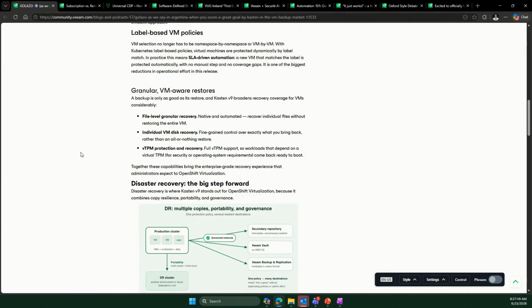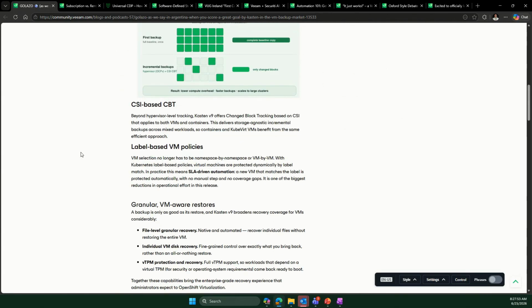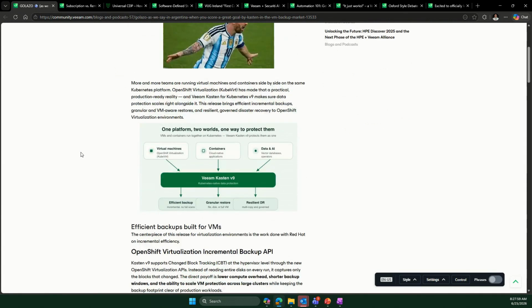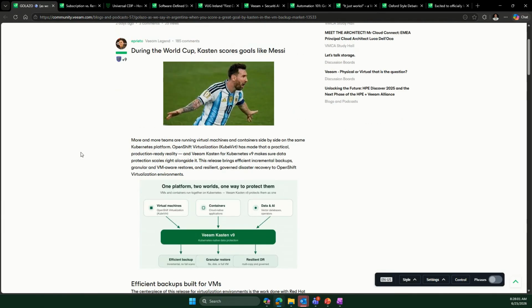And on the back side, he's talking as well about the key improvement that brings a lot of efficiency with it. Hypervisor level change block tracking by OpenShift Virtualization's APIs, meaning only changed blocks are backed up instead of full disks, and that reduces load and shortens backup windows. It also adds CSI based CBT, which extends incremental efficiency across both VMs and containers in a storage agnostic way.